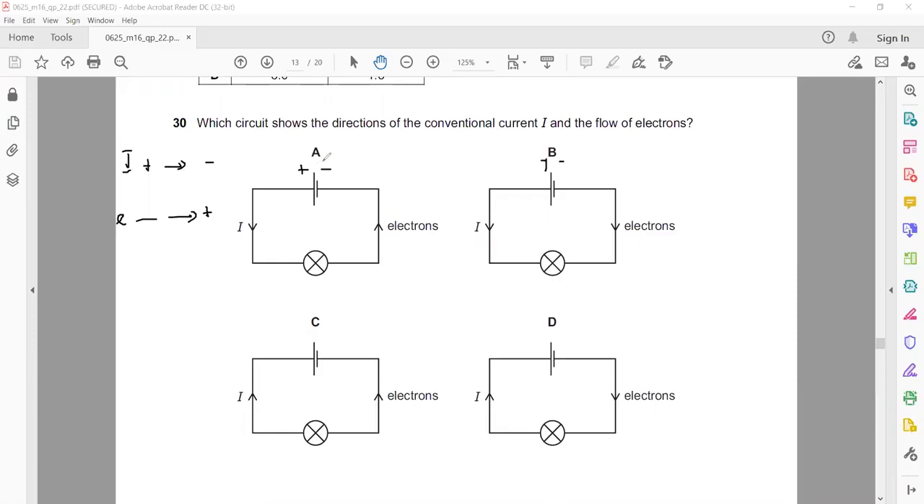Current is from positive to negative. So when we check the current, it's from positive to negative in A. But what about electron flow? Electron flow should be from negative to positive, but this is given opposite, so A cannot be an answer.